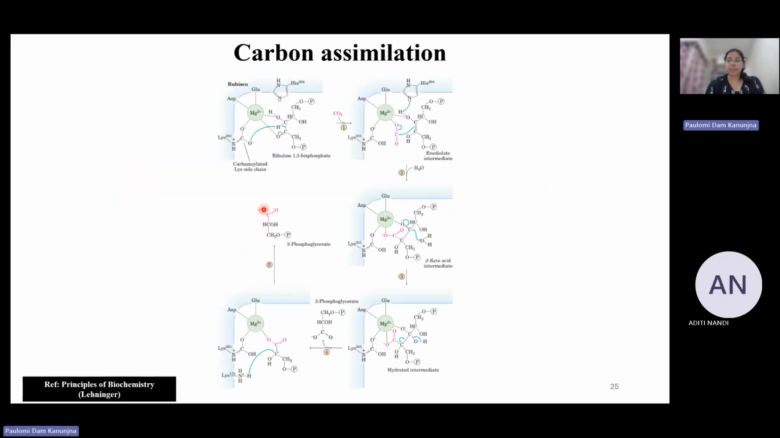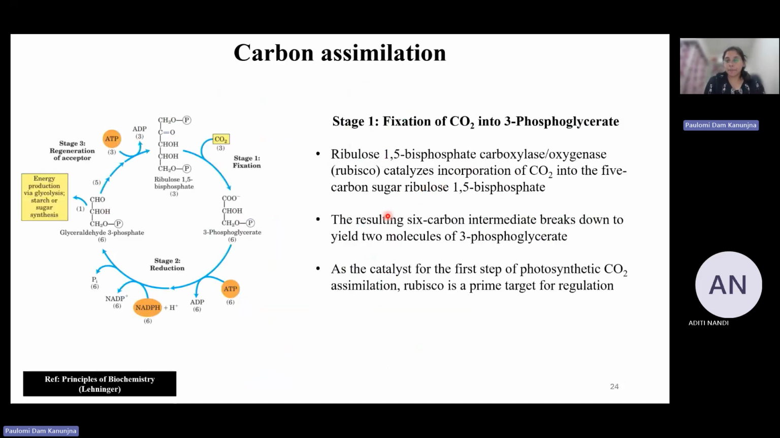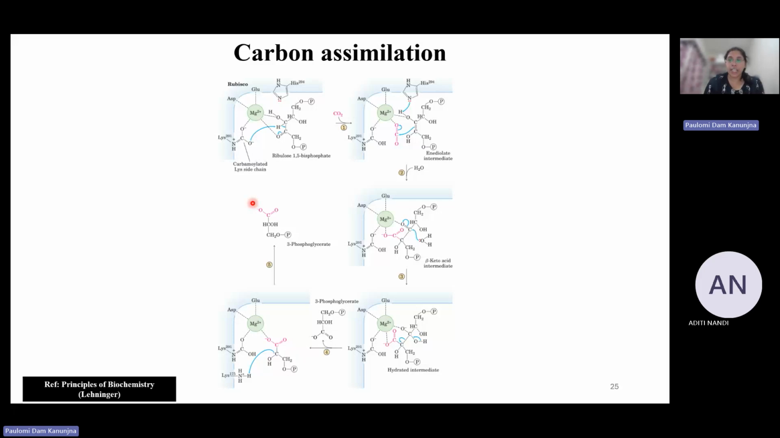Now in the second step, but before I go into that, like we mentioned here, there is an intermediate of 6 carbons, because both of these come together and then break into 2 molecules of phosphoglycerate. This is how it is taking place. Now, if you look into the mechanism of how it actually takes place, the first step is this. You have this ribulose 1,5-bisphosphate.